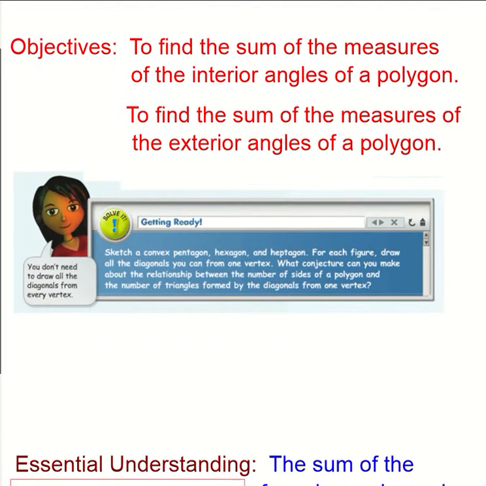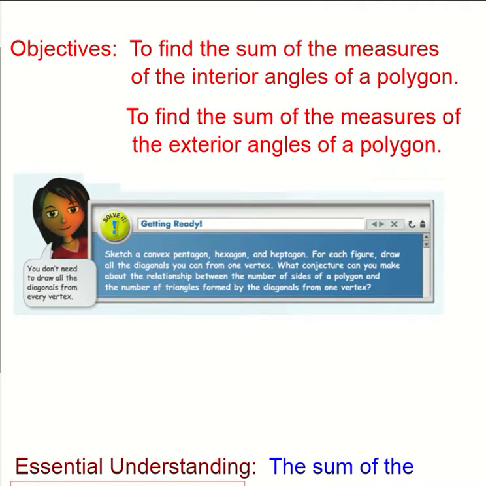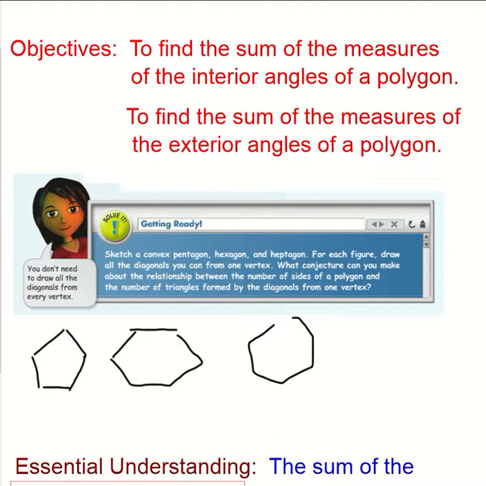So this first problem here we're going to do, it says sketch a convex pentagon, hexagon, and heptagon. What that means is that all of these vertices are pointing outwards like that. There's a pentagon with 5 sides, hexagon has 6 sides, and a heptagon has 7. Not the best artist in the world, but you get the picture. So what it wants us to do is draw all the diagonals you can from one vertex.